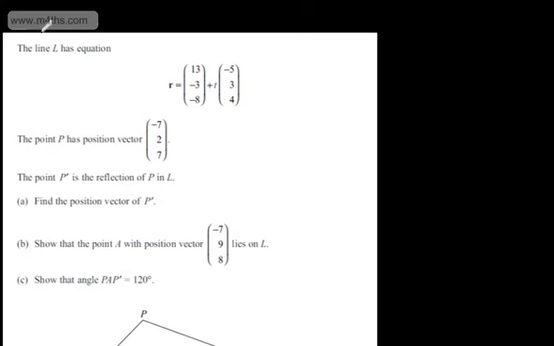In this question, we're told the line L has equation r is equal to (13, -3, -8) plus t multiplied by (-5, 3, 4). We're told the point P has position vector (-7, 2, 7). The point P dashed is the reflection of P in L. In part A, we're asked to find the position vector of P dashed.